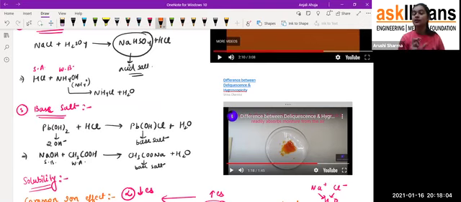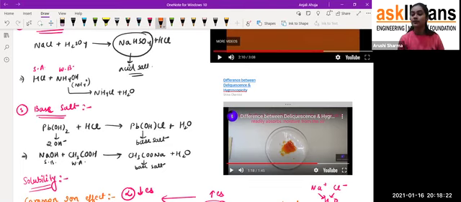If I say that copper sulfate has a blue color, it is the hydrated salt because it has water content in it. But if I say copper sulfate has a white color, it is an anhydrous salt because it has no water content in it. So that's it.